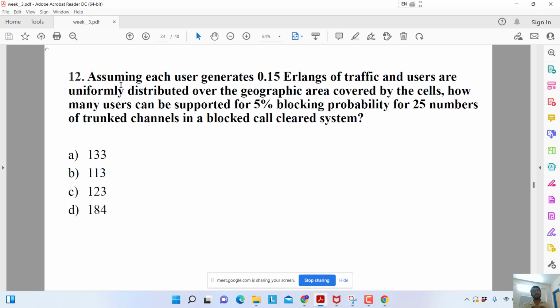Question number 12 is the same as question number 11, similar. Question 12: assume each user generates 0.15 Erlangs of traffic, and users are uniformly distributed over the geographical area covered by the cells. How many users can be supported for 5% blocking probability with 25 trunk channels in a blocked-calls-cleared system? So here we have to calculate the number of users. The scenario is 5% blocking probability for 25 trunk channels.